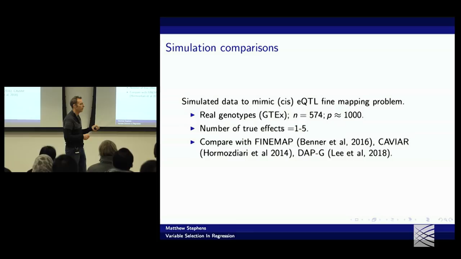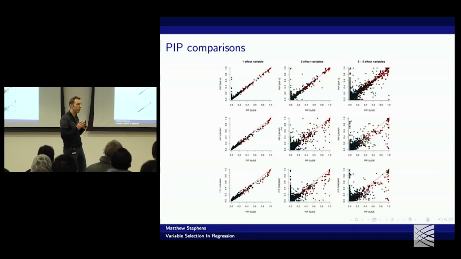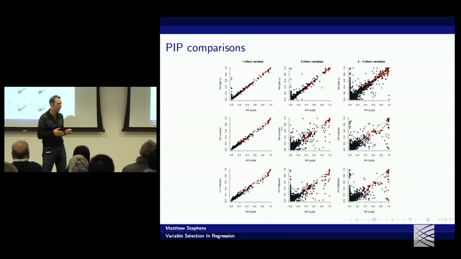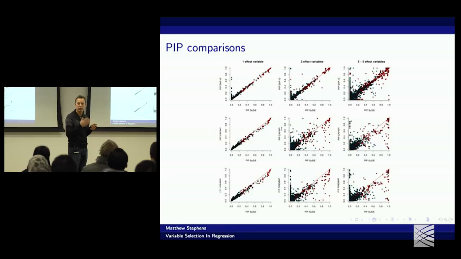The other methods don't provide that kind of set. They provide a different kind of set. So first, I'm just going to compare them on what are called the PIPs, the posterior inclusion probabilities. These are the things that I said actually lose quite a lot of information in some sense. They're not everything. But all the methods compute these, so it's useful to at least compare what they look like.